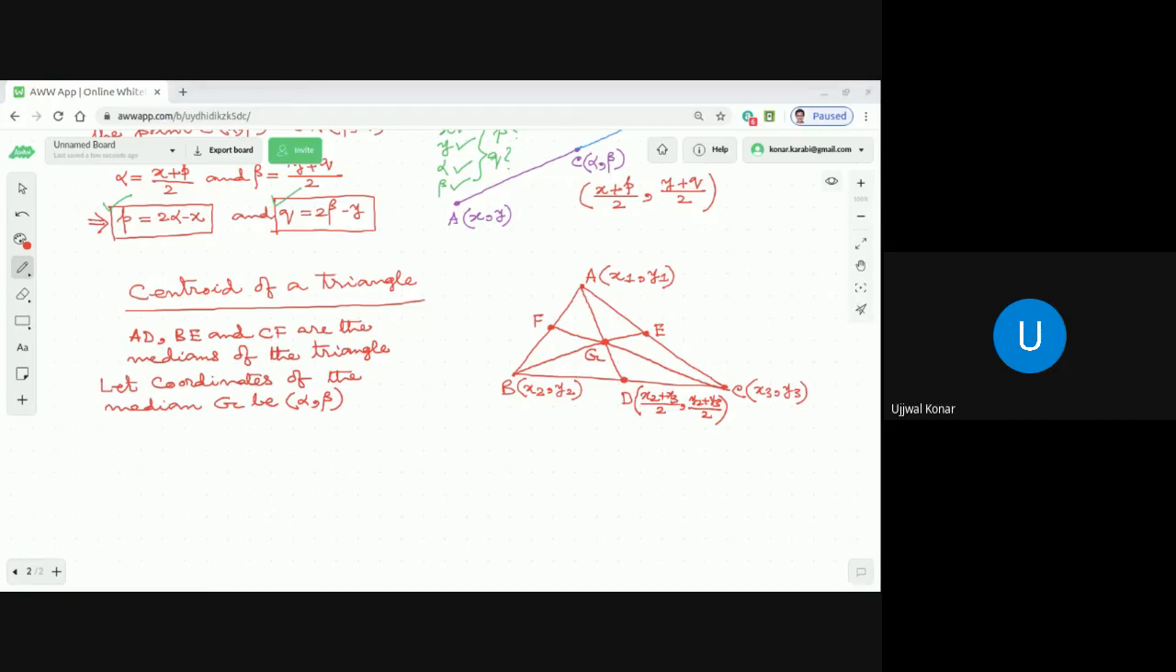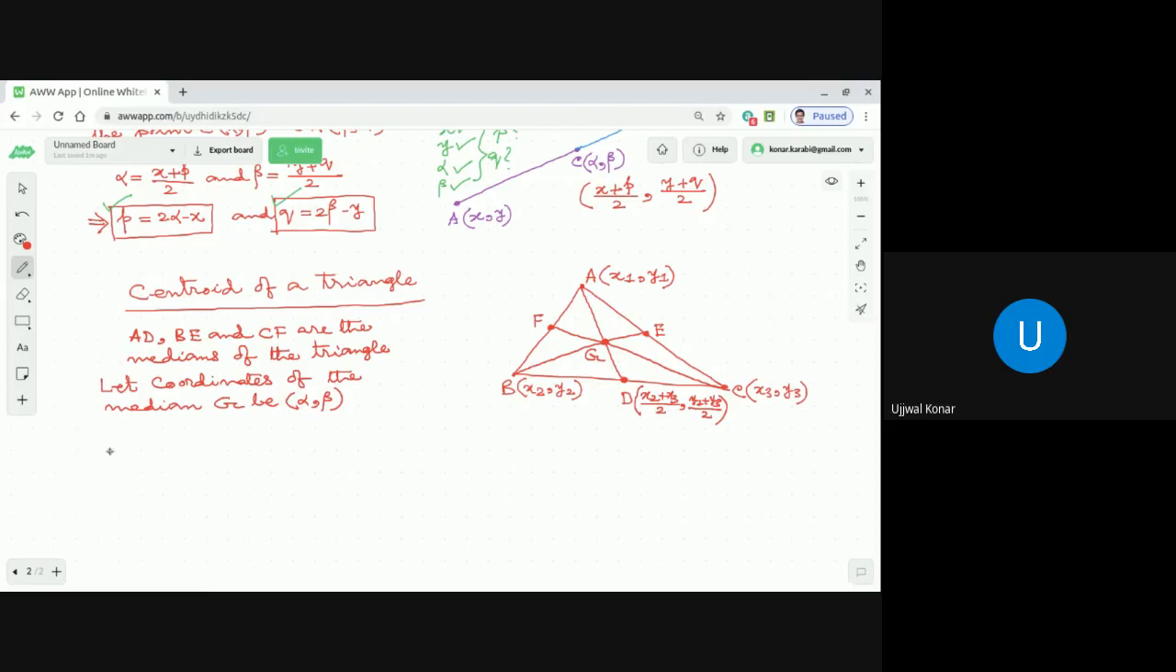Now, dear students, there is a property of a median. From geometry, what we can say is that if G is the centroid, a point on the median AD, then the point G divides the line segment AD in the ratio 2:1. So that is AG is to GD is 2:1.